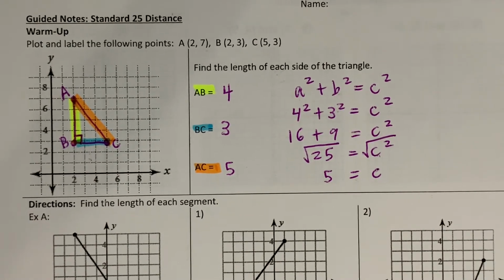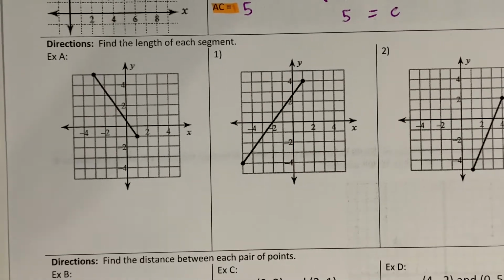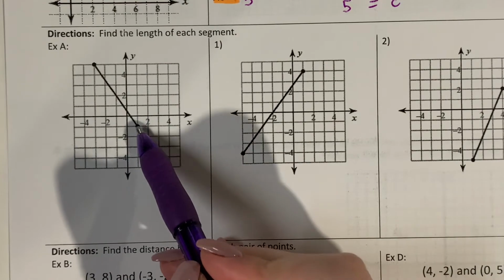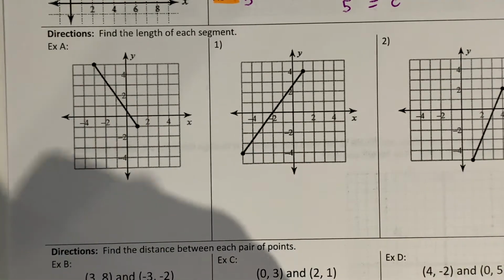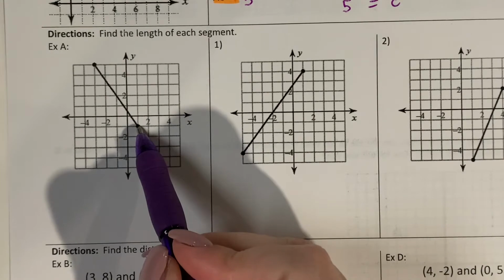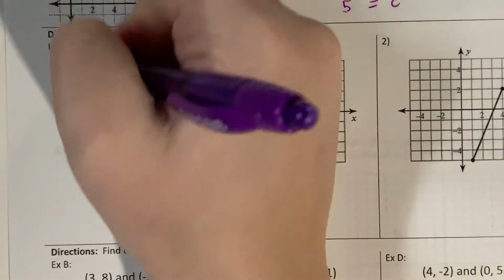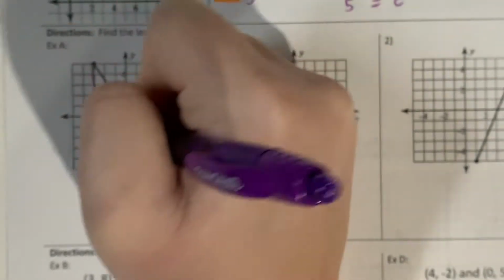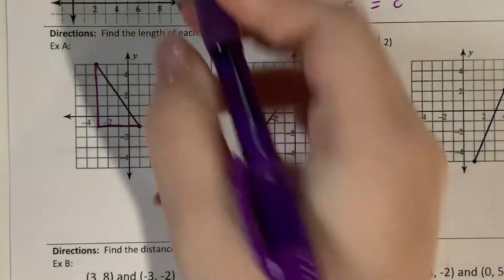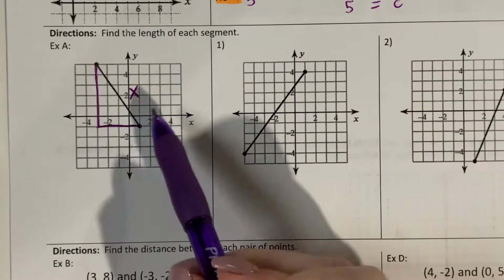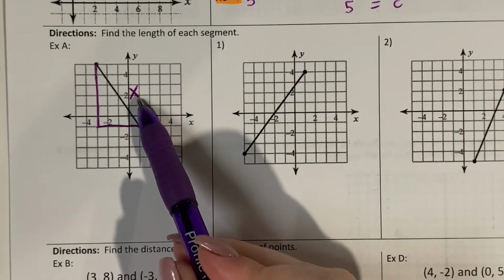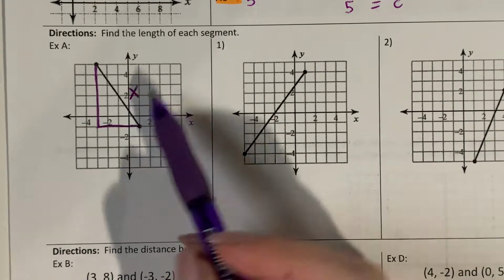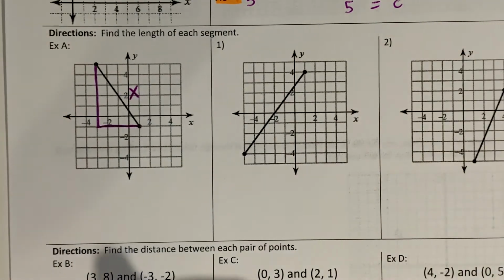So example A says to find the length of each segment. And notice here I have a segment and it's going diagonally. So I can't just count the number of units. What I can do is use my knowledge of Pythagorean theorem. So I can create a right triangle by drawing 2 legs, and then the length that I need to find here, I could call it x, I could call it c, I could put d for distance, I could put a question mark there, but my unknown is this diagonal length. That's what I have to find.